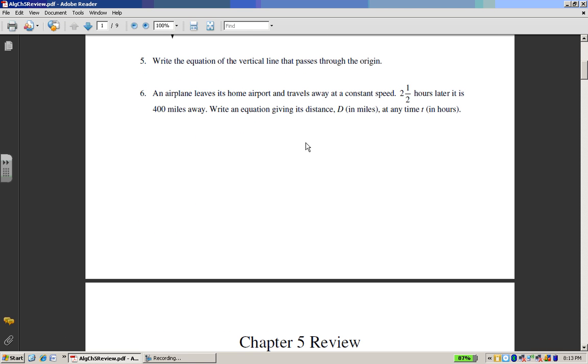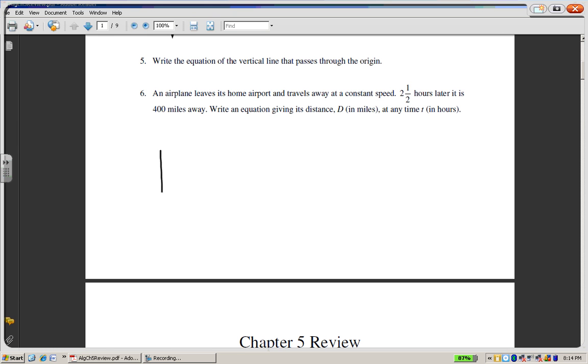All right, write the equation of the vertical line that passes through the origin. Let's think about it. The origin is the point 0, 0. So here's the origin right there. We're talking about a vertical line, so let's go ahead and sketch a vertical line.